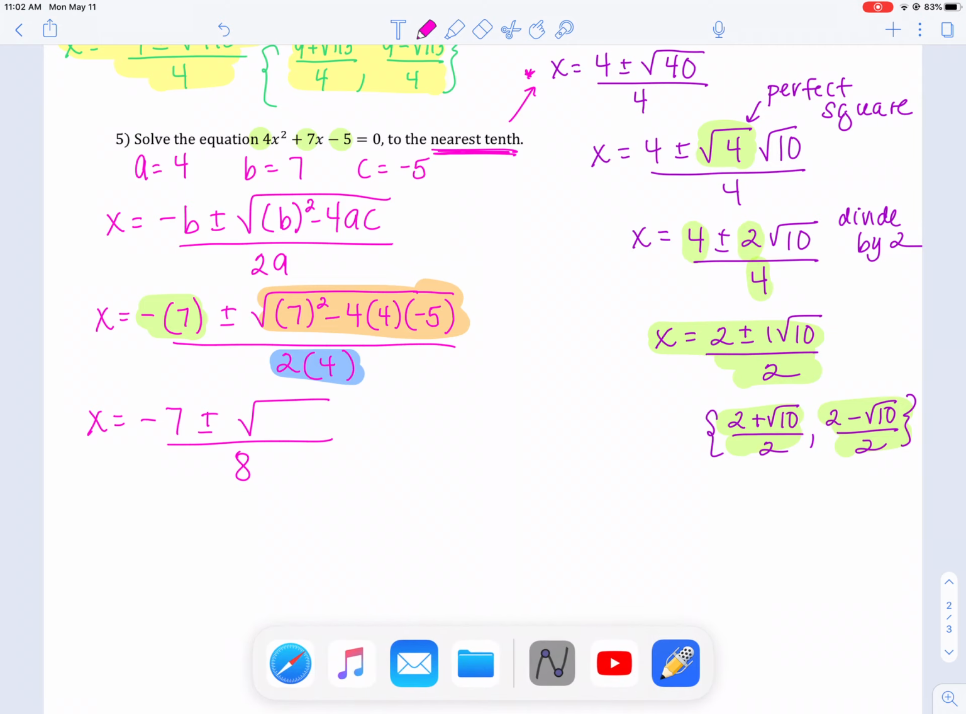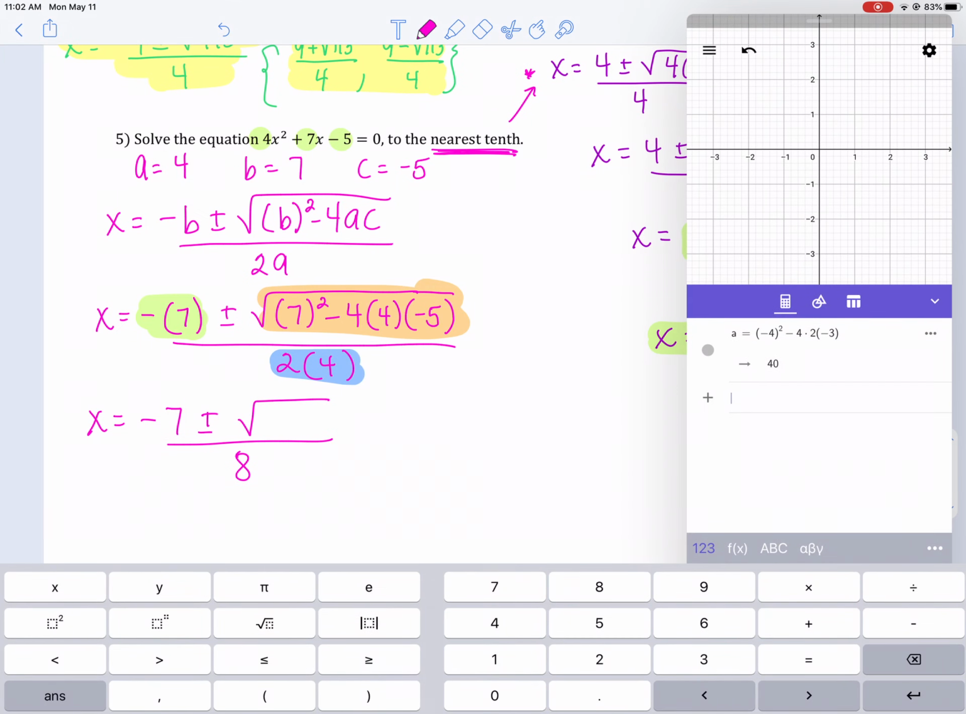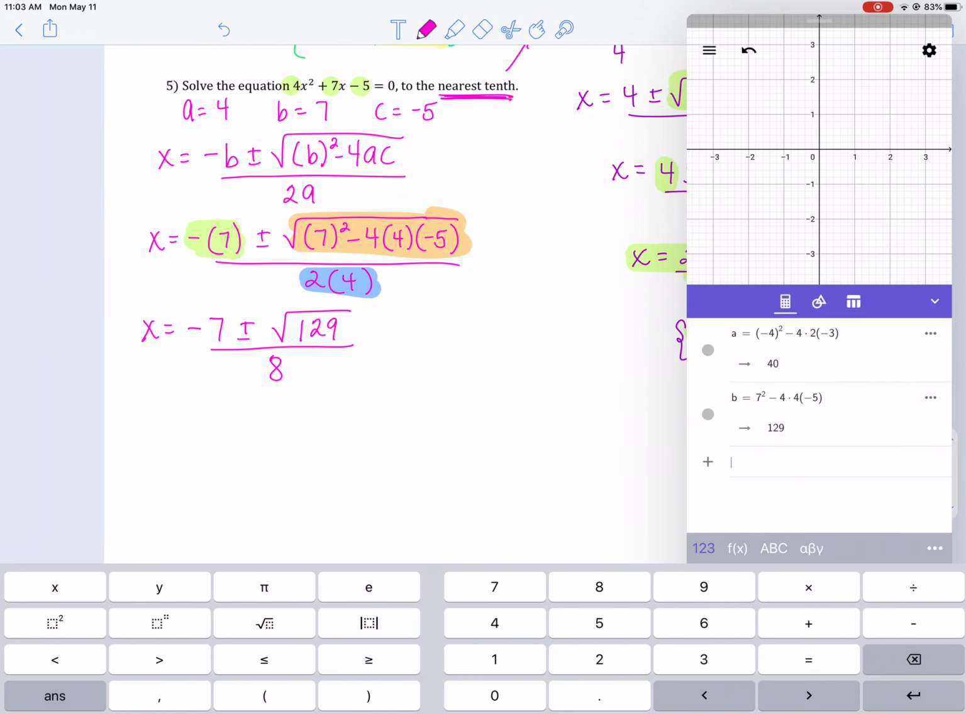So I'm going to go into my calculator to get whatever number is under the radical. Notice I don't hit the radical button. I do parenthesis 7 squared minus 4 times 4 times -5. Okay, and I get that number, 129. That's my number that goes under the radical. Now here's the best news ever. Because it says to the nearest 10th, you don't need to simplify anything at this point, because it's rounding, you're going to go straight to calculator.